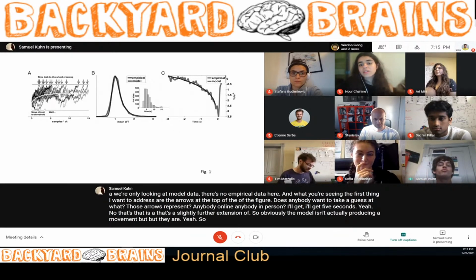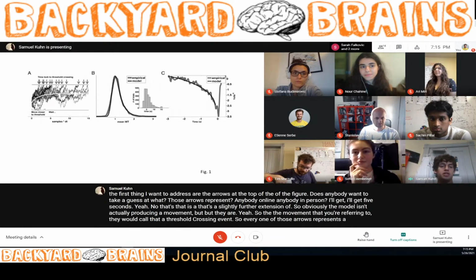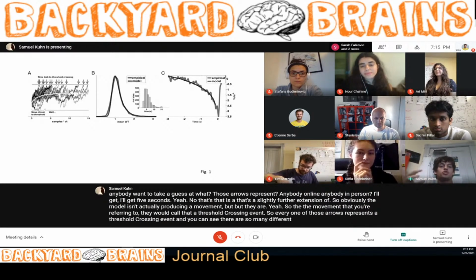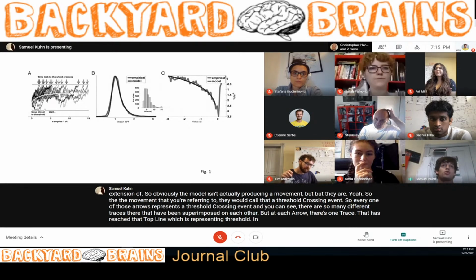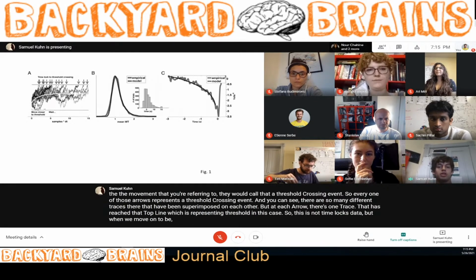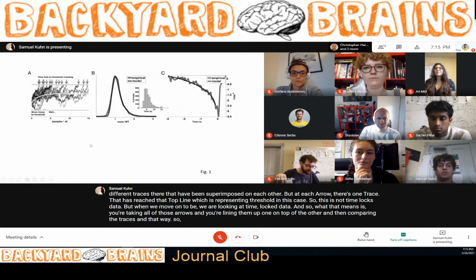Yeah, so the movement that you're referring to, they would call that a threshold crossing event. So every one of those arrows represents a threshold crossing event, and you can see there are so many different traces there that have been superimposed on each other, but at each arrow there's one trace that has reached that top line, which is representing threshold in this case. So this is not time-locked data, but when we move on to B, we are looking at time-locked data. And so what that means is you're taking all of those arrows and you're lining them up one on top of the other and then comparing the traces in that way. So before I go on, does that make sense to everyone?